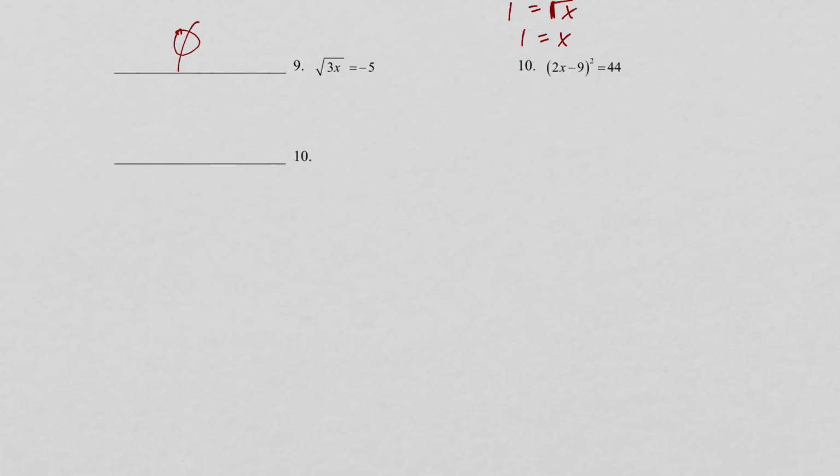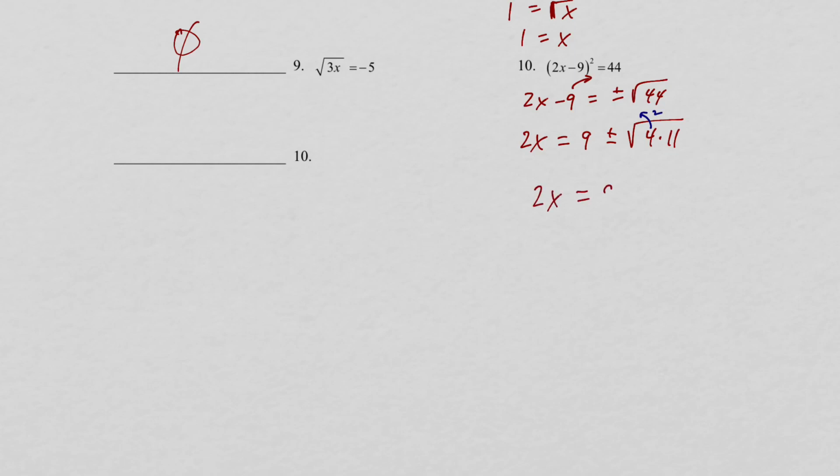I'm going to unsquare each side, so I'll have 2x minus 9 is equal to plus and minus root 44. I'll bring the 9 over. 44 is 4 times 11. I bring out the 4 by square rooting, it becomes a 2. And then I'll divide each side by 2. So x is equal to 9 plus and minus 2 root 11 all over 2.